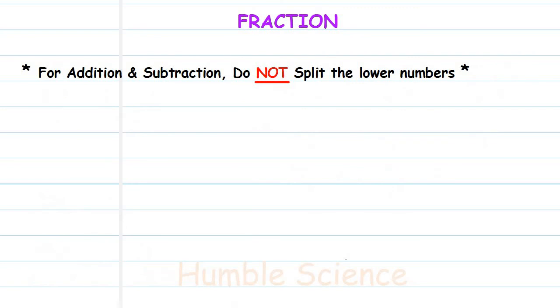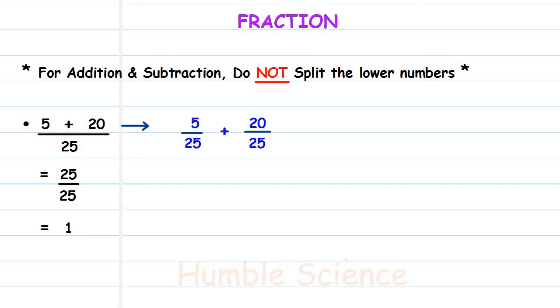One thing I want to really emphasize: when we add or subtract fractions, please do not split the lower numbers. We may split the upper part, but not the lower part. Let's see what I mean by that. For example, we have 5 plus 20 over 25. Normally we can add them up to get 25 over 25, which is equal to 1. And if we want to split them into 5 over 25 plus 20 over 25, it is perfectly fine to do, because we are now splitting the upper numbers.